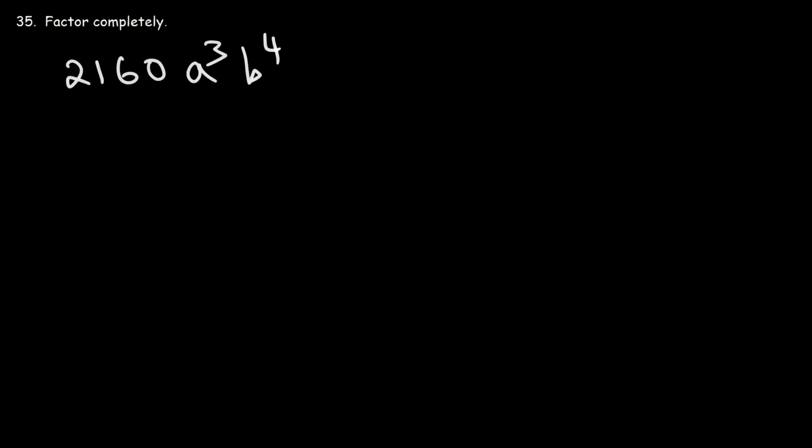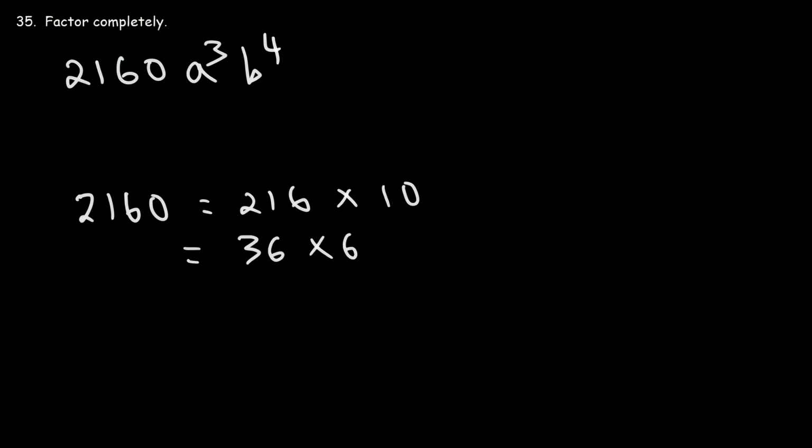Number 35. Factor completely. So how can we do this? How can we factor 2160? 2160 is basically 216 times 10. 216 is 36 times 6. And 10, we can write that as 5 times 2.